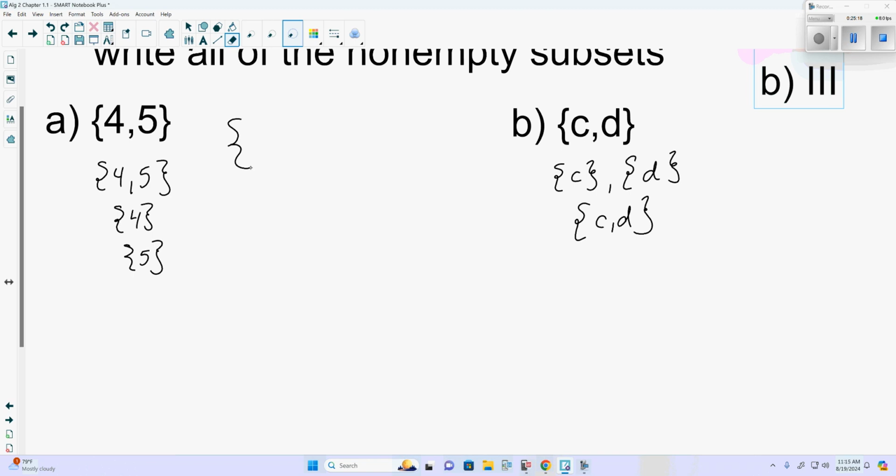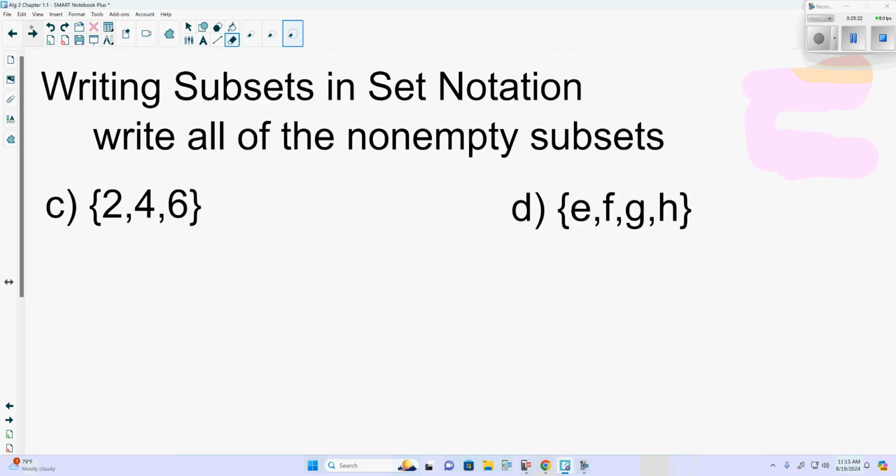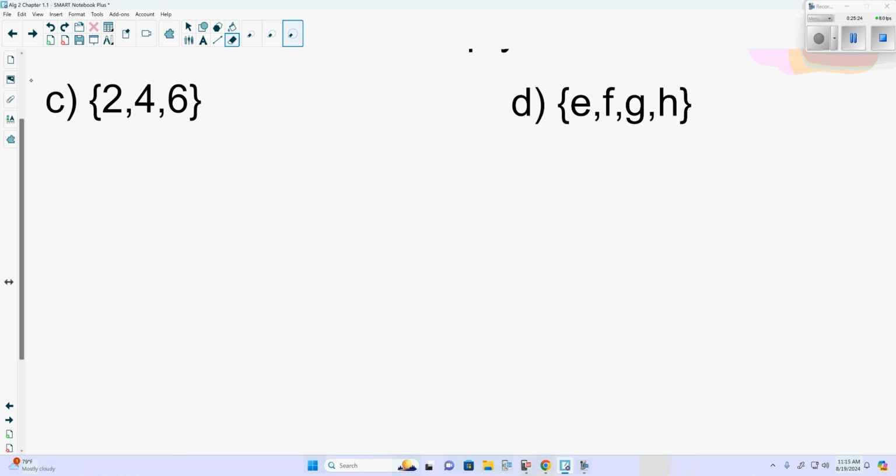Questions on these two here? Let's look at one that has 3, 2, 4, 6. So let's start, I normally start with 1. Let's start with all the groups of 1. So we could have a set of 2, a set of 4, and then a set of 6. All right? But we could also have groups of 2.